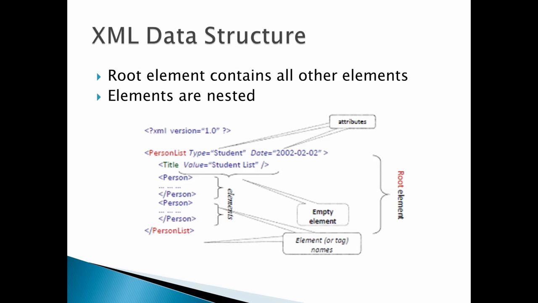Again, the root element contains all other elements, and usually when you're doing well-formatted data, your elements are nested inside your root element. This is a good picture describing a person list, and we have title and then person and another person. And those elements are empty. We do see some good examples of person list, type, student, and then date, and those are attributes of the tag person list. And we'll learn more about attributes and elements in our next chapter.